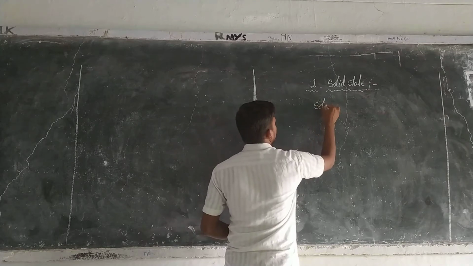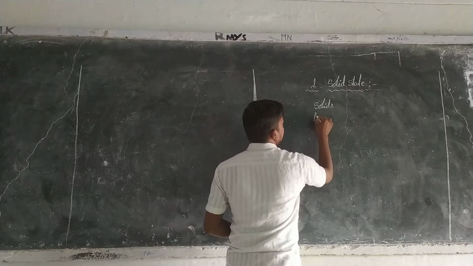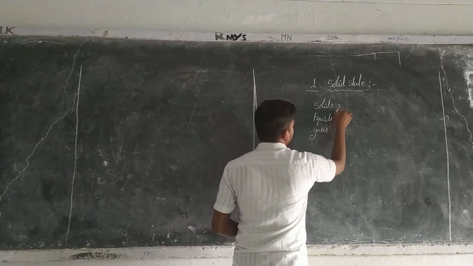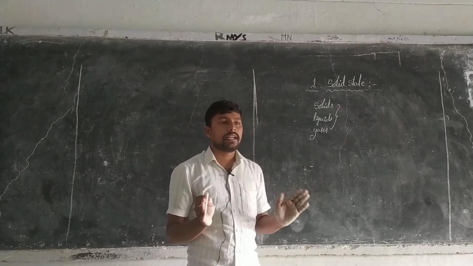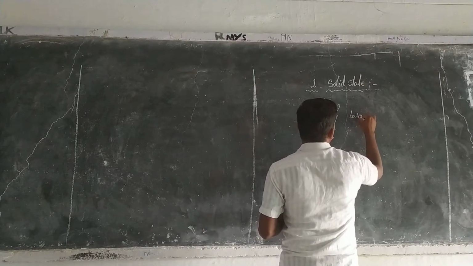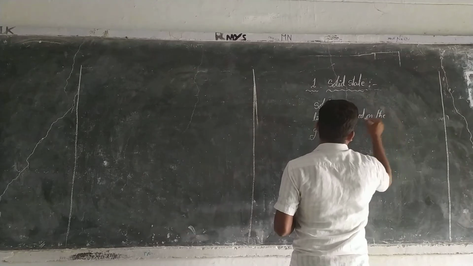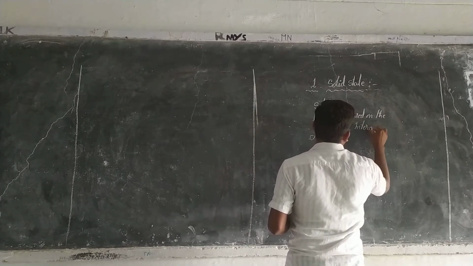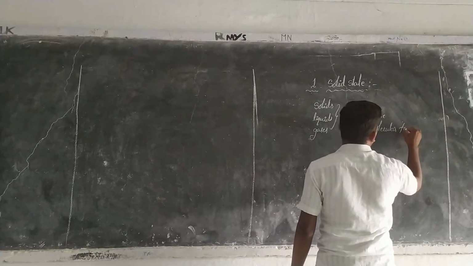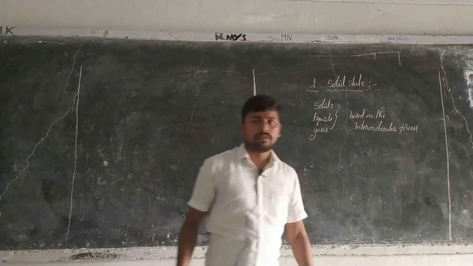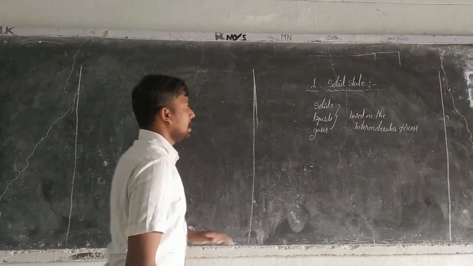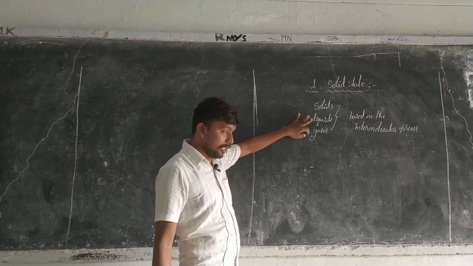Solids and liquids and gaseous. So this classification is based on the particles arrangement and intermolecular forces between the particles. Based on the intermolecular forces and particles arrangement, matter can be classified into three types: solids, liquid, gaseous.